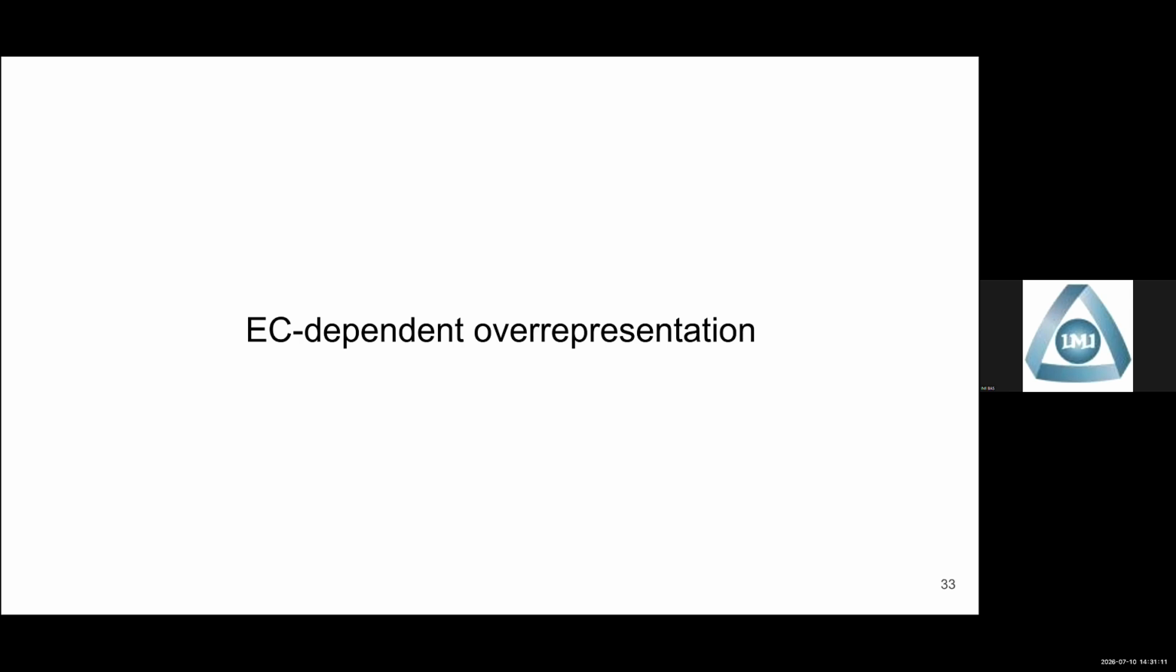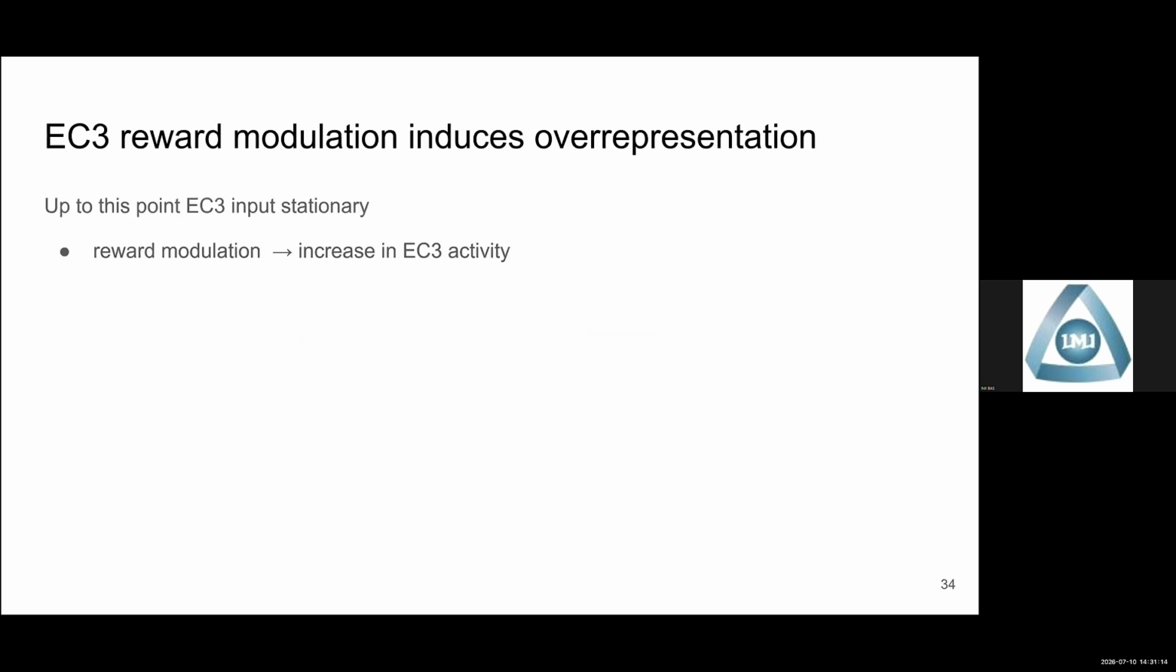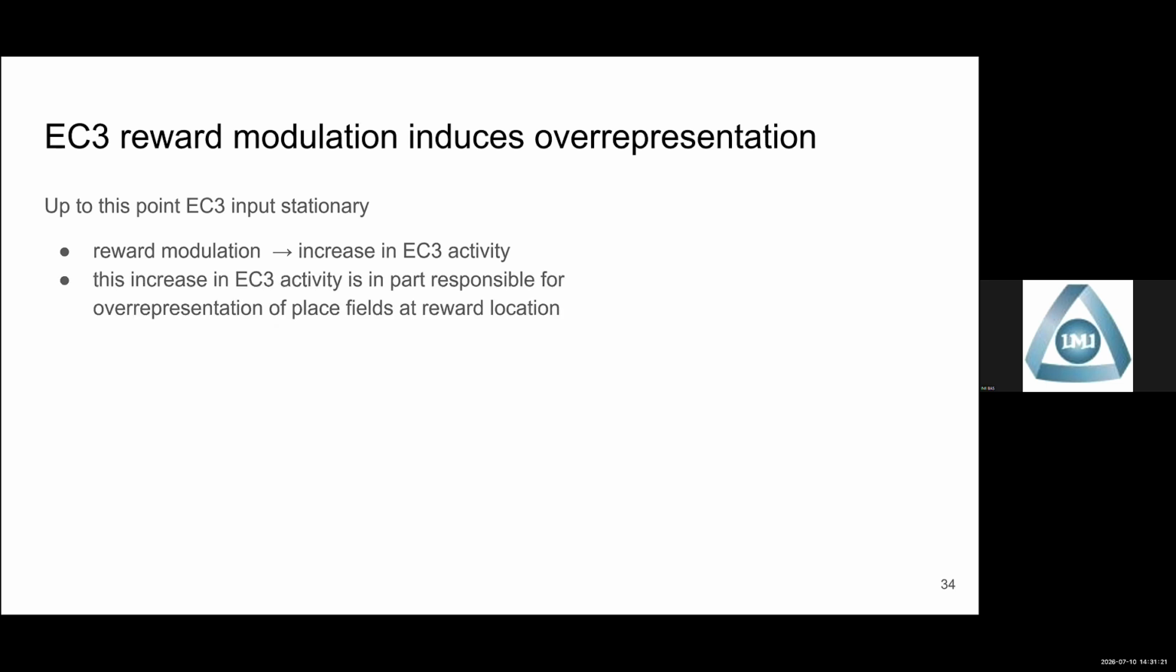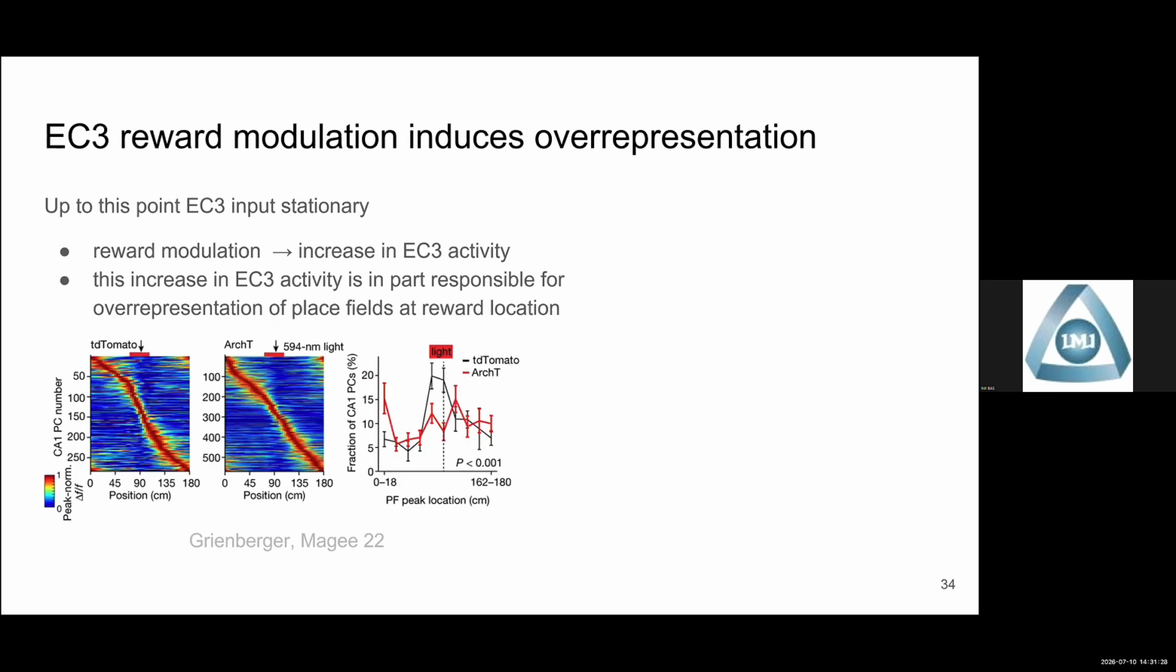But there's another thing. There's also EC-dependent overrepresentation, because up to this point EC was stationary, and this is a good assumption if there's no reward in the environment. But if there's a reward in the environment, you get an increase in EC activity. This increase in EC activity will lead to an overrepresentation in the place fields. You can see this here. You have a certain slope here, then another slope here, and then you go back to your original slope. So this is an overrepresentation of the location here. You have more cells in here, and then you have fewer cells again.